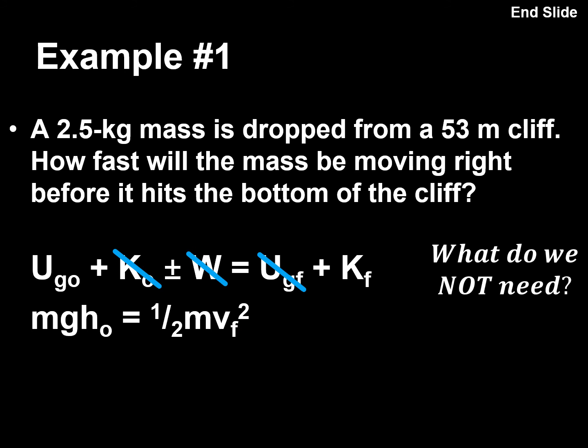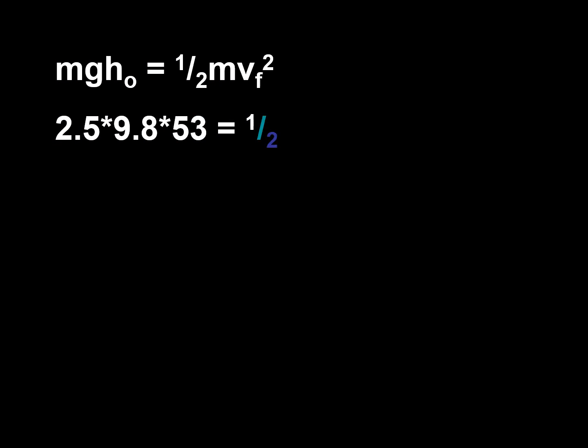velocity squared. So the first step in this process, again, is to eliminate those types of energies that are irrelevant to our scenario, cancel those out, and make the equation a little bit more simple. All right, so we have our equation. Let's go ahead and plug in our numbers.